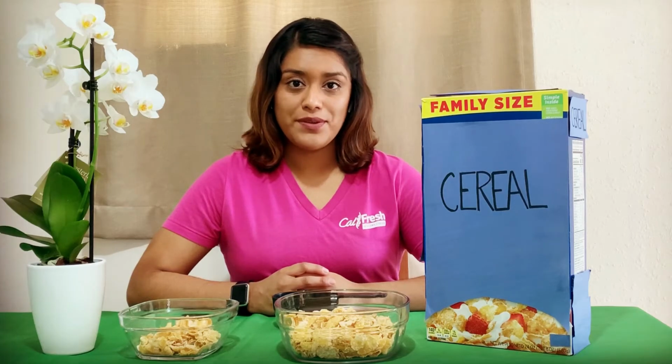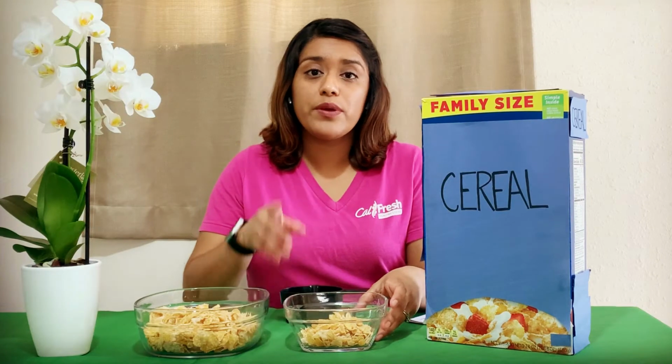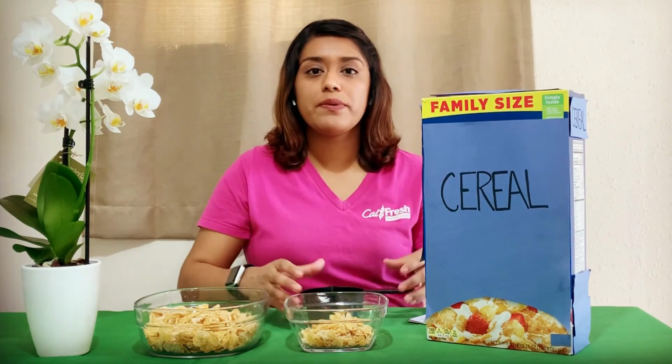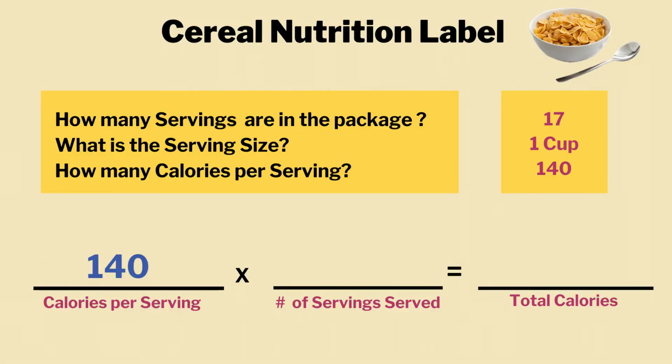The equation we will be using is calories per serving times number of servings served equals total calories. If you eat 1 serving of this cereal, which is 1 cup, you would be eating 140 calories. Go ahead and write 140 calories in the first part of your equation.